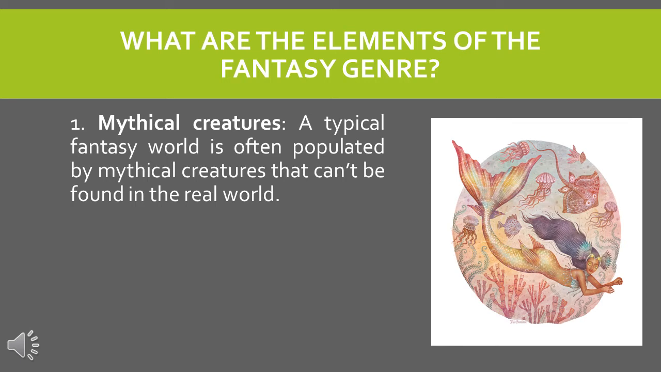Now let's have, this time, what are the elements of the fantasy genre? First, mythical creatures. A typical fantasy world is often populated by mythical creatures that can't be found in the real world. The fantasy genre is sometimes referred to as the first narrative style. Humans have been incorporating mythical creatures and other elements of fantasy into their stories for millennia. The genre has obviously changed and developed, and fantasy books now account for some of the most popular and successful books on the market, for example, The Lord of the Rings, The Hobbit, Harry Potter, etc. In addition, supernatural creatures and other fantastical elements are often understood to be normal, everyday parts of the world of the story.